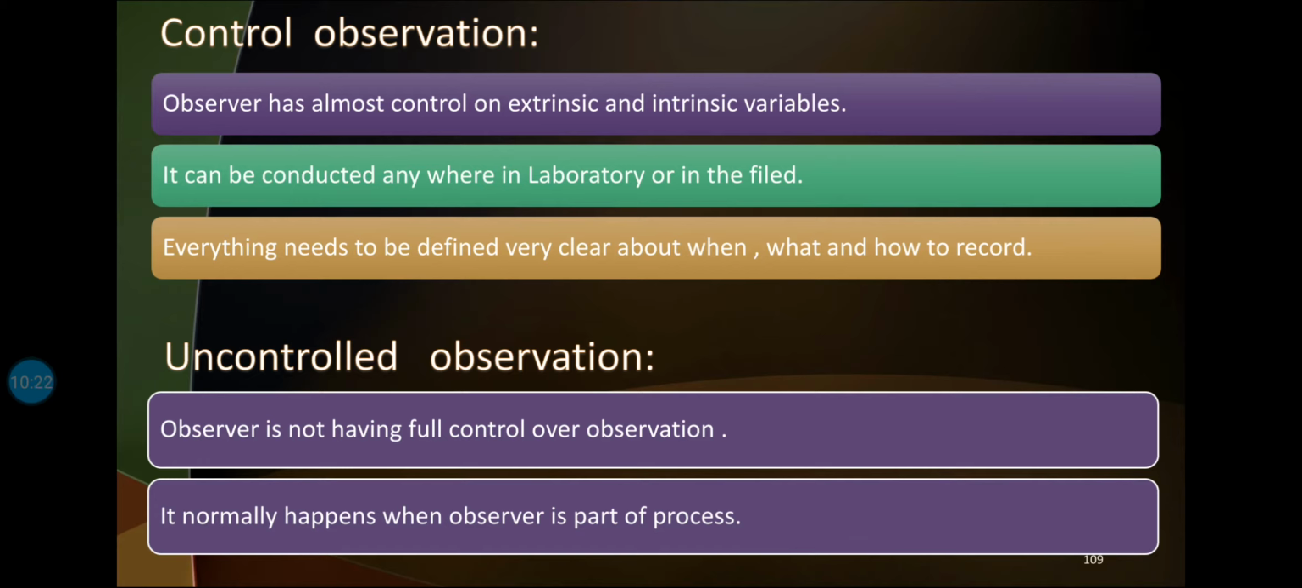The experiments do not necessarily have to be in the control condition, meaning in the room only. It can be on the side, but again with the control condition. So we can do it in uncontrolled conditions also. The observer does not have full control over the observation. It normally happens when the observer is part of the process. So there are various examples that can justify the uncontrolled observation also.